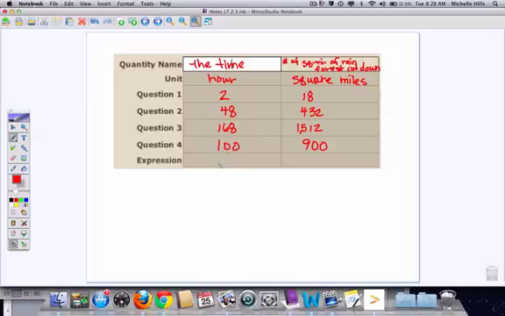Now I need to write my expression. The first thing here is the variable I'm going to use for time. Well, since it's in hours, I'm going to use h.